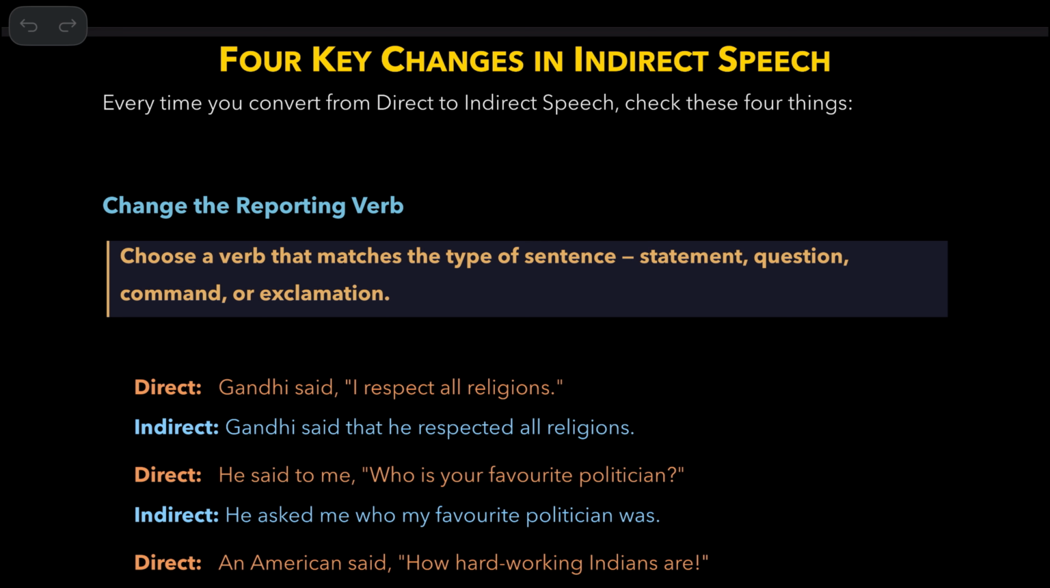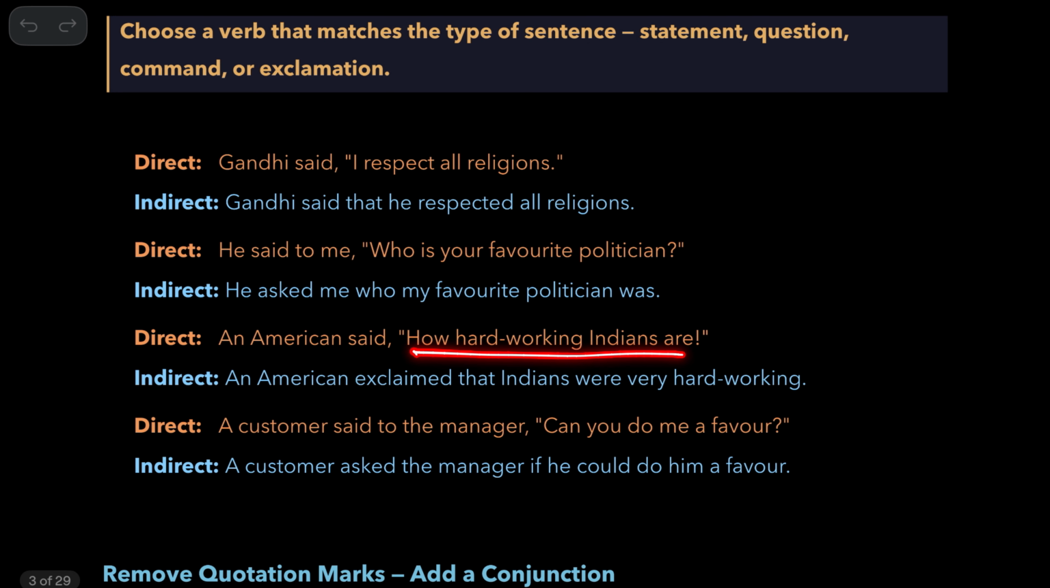So the first one is reporting verb. You need to change based on whether you are reporting a statement or a question or a command or an exclamation. Look at this. This is a statement, right? So here, generally you use the same word. Sometimes you can also use told, provided there is a listener's name here. Now take a look at this. This is the question, and when you are reporting a question, you change that into asked or something similar. And if you take a look at the next one, this is an exclamation. So you change this reporting verb to exclaimed.